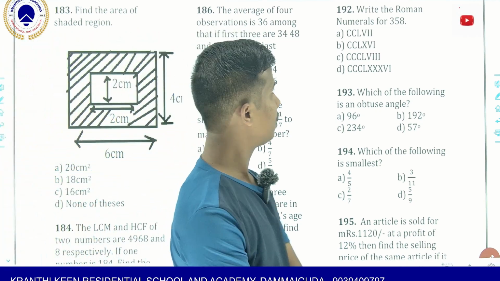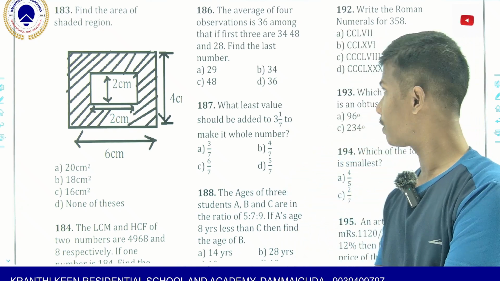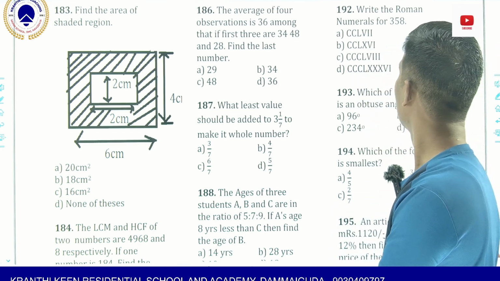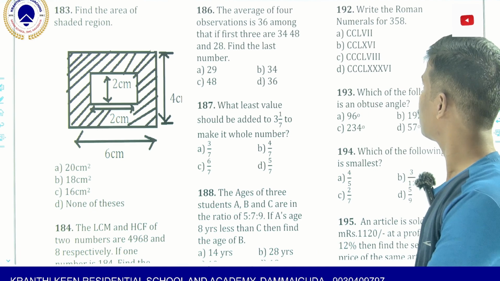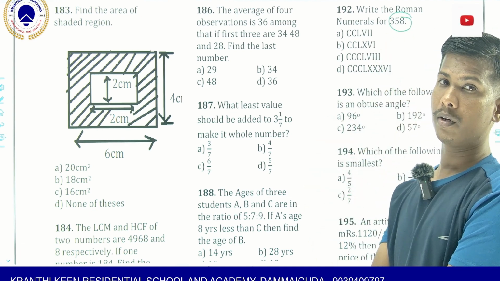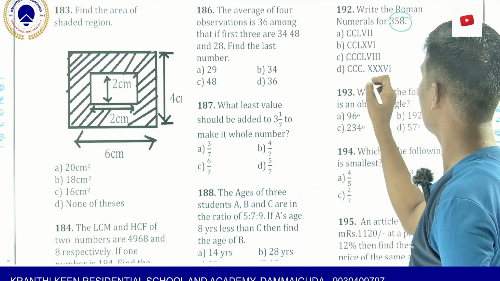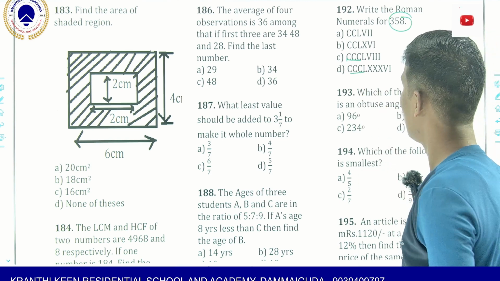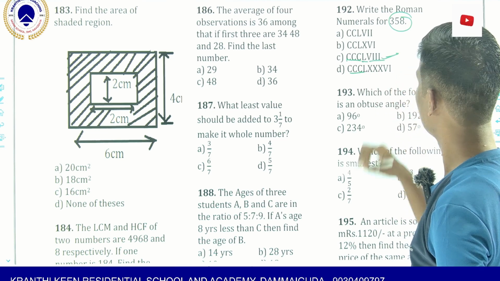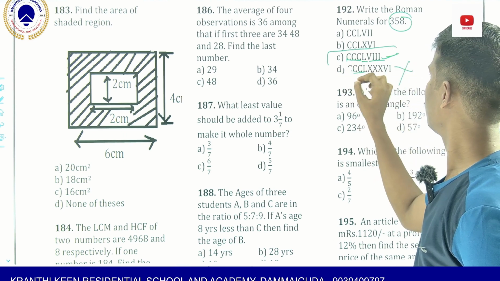This is regarding the number system. Write the Roman numerals for 358. What is the Roman numeral for 300? 3 C's, no? 3 C's are here, here also 3 C's, here also 3 C's. But what is asked is 58, here 50, here it is 8. This is correct, no? This is 86, this is wrong. Option C is the correct answer.